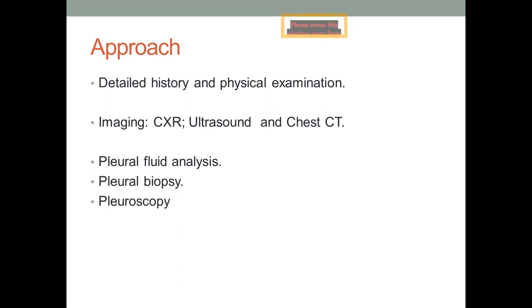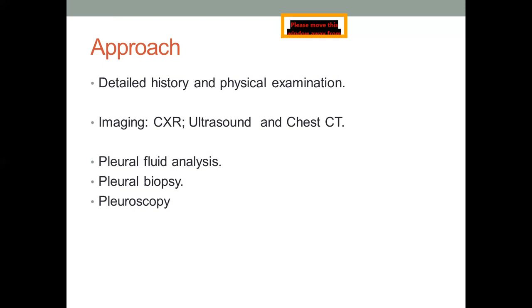Then the first and important investigation towards the diagnosis of pleural diseases is just X-ray. Then ultrasound chest to confirm the finding of chest X-ray. And in some cases, CT scan chest is advised, especially in malignant problems.